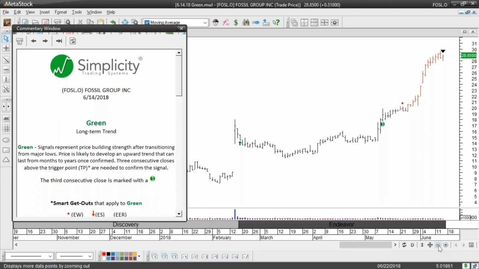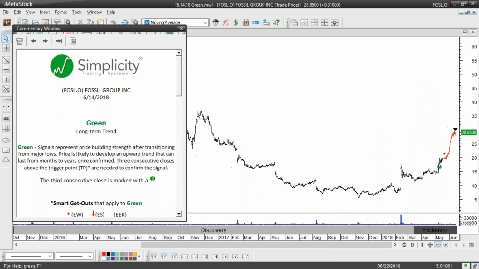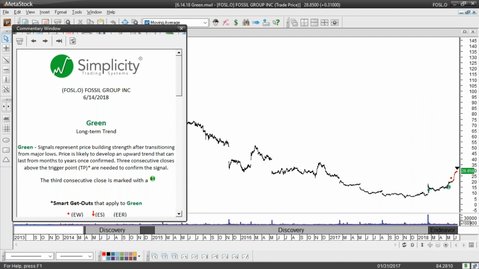So let's get a visual on that. Let's back this out. Since, like we said before, the high on this stock, we called it 130 from years ago, I think that was 2013-ish. And at the time of this green arrow, it's trading at about 15. So this is absolutely coming off a major low. Next, price is likely to develop an upward trend that can last from months to years. Well, again, that makes perfect sense. If we were at a low, price used to be at a high, it has all that room to move up.